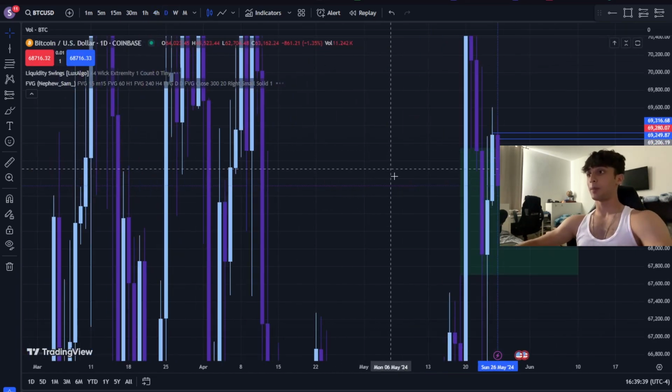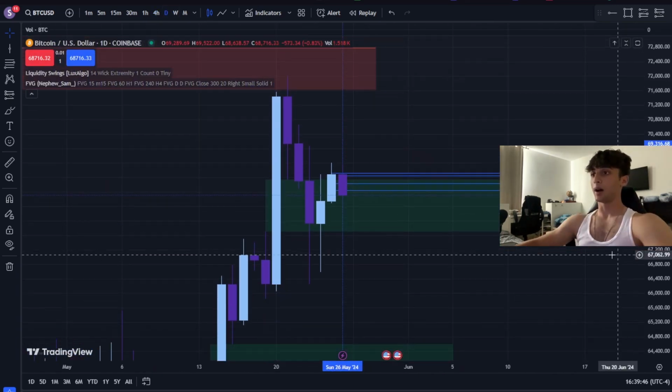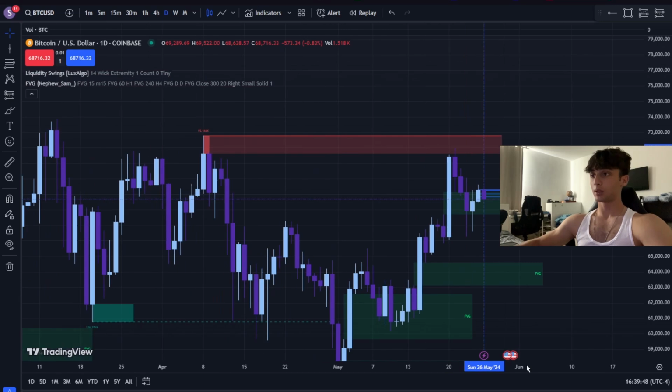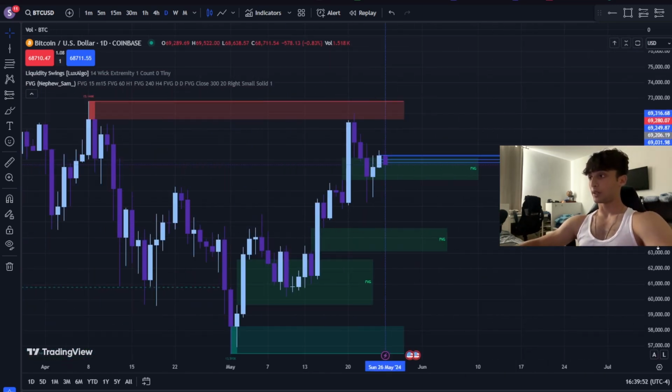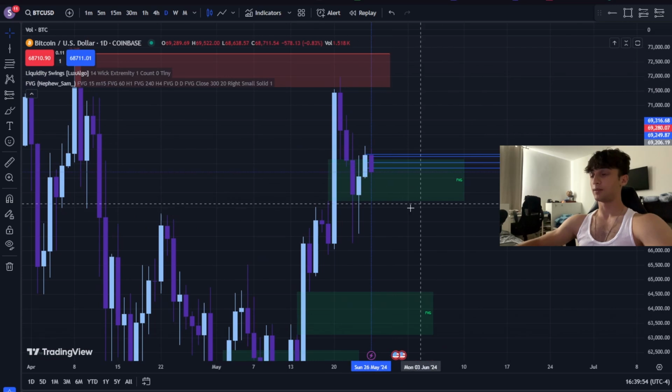So first of all, you gotta hop into the daily time frame. We have to see the bias. It is bullish. It was, when I traded it was bullish, but it was having a little bit of a retracement into the FVG.